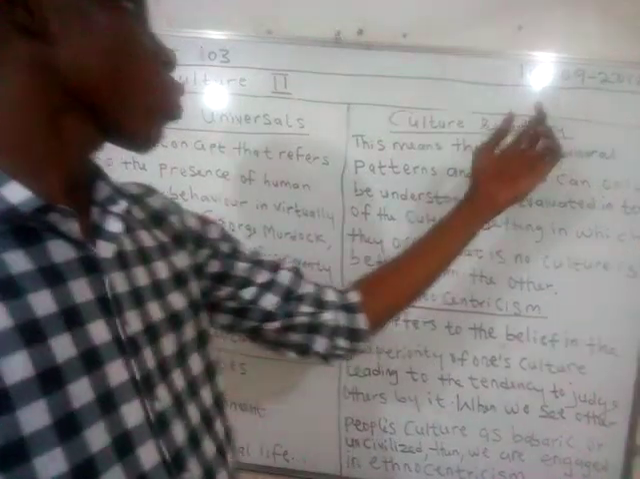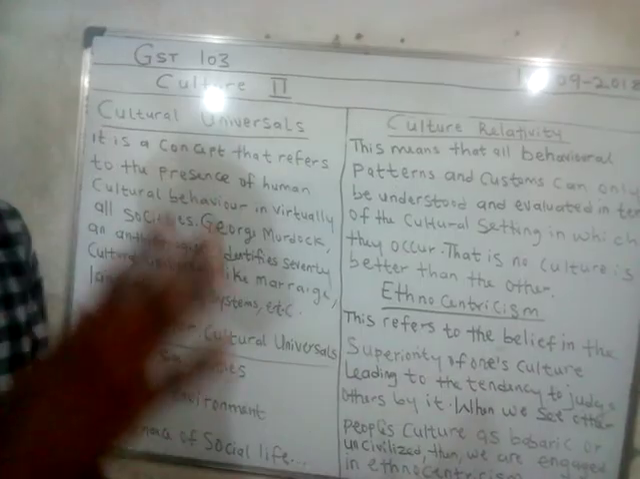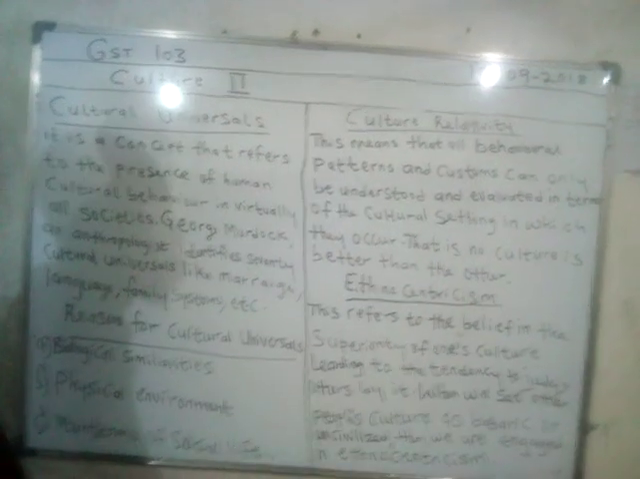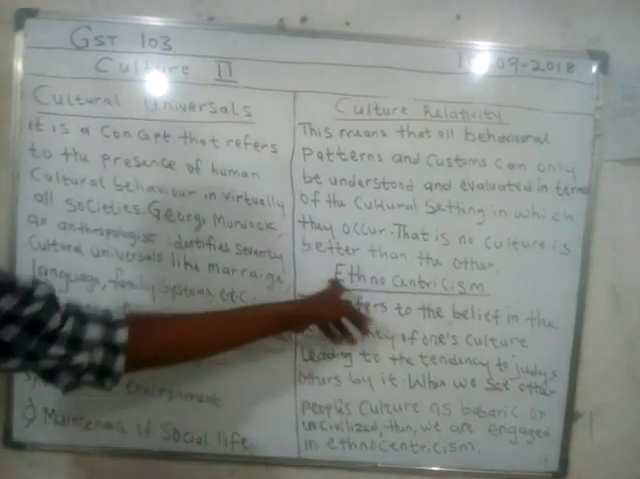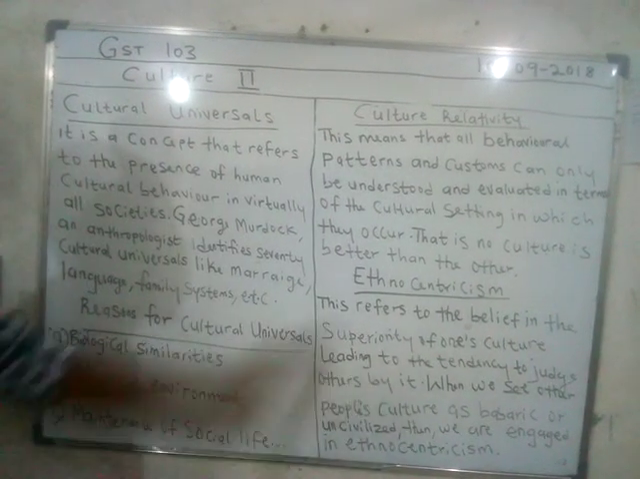So having cultural relativity means culture is related to the cultural context in which it occurs. Another broad heading we're going to look at is called ethnocentrism.